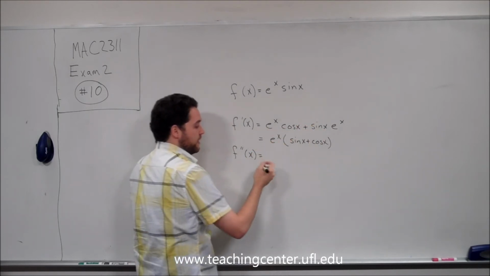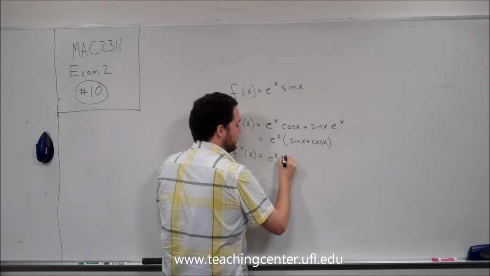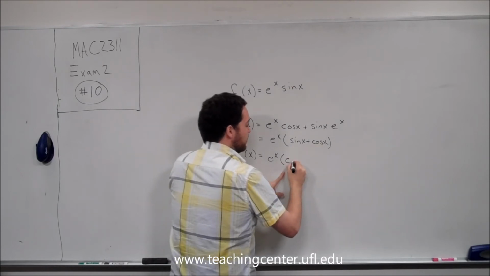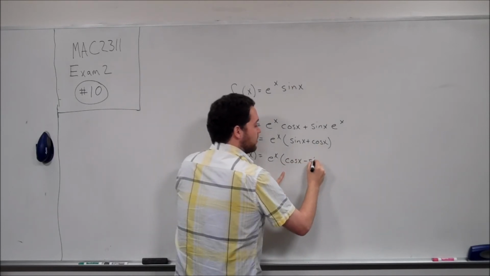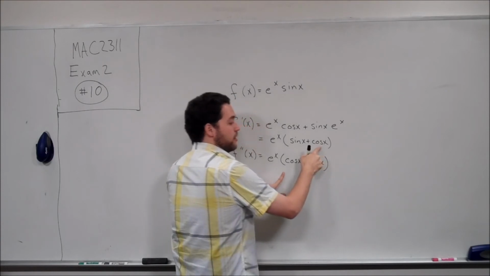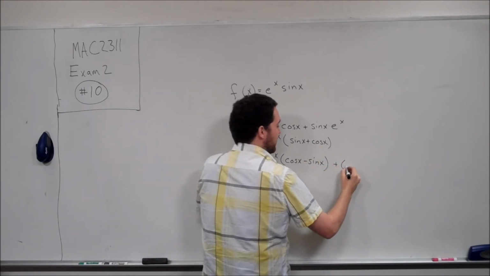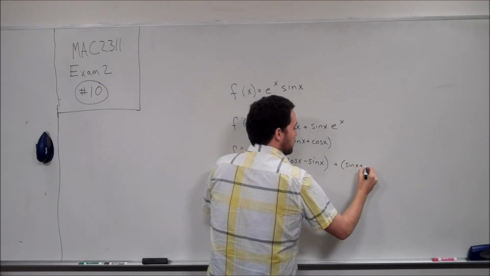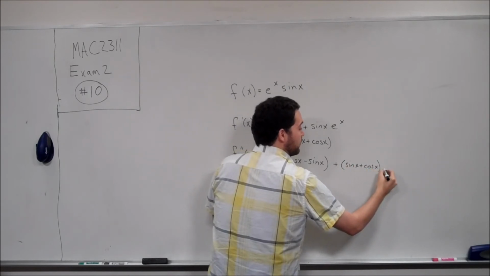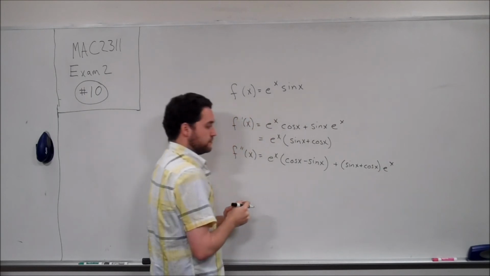Okay, so let's take the derivative of this. We said it's going to be first times the derivative of the second. The derivative of this is going to be cosine x minus sine x. Remember, the derivative of cosine is negative sine. So first, derivative of the second, plus second times the derivative of the first, which we know is just e to the x.